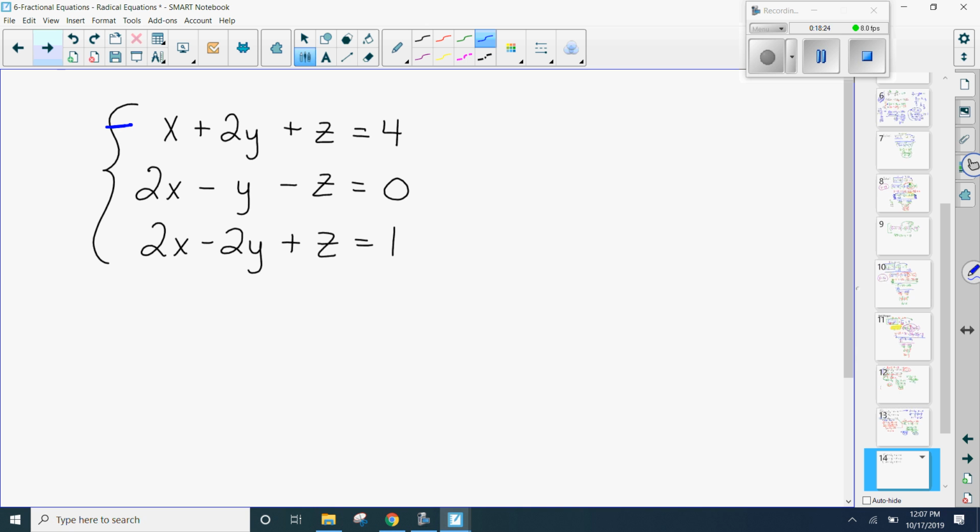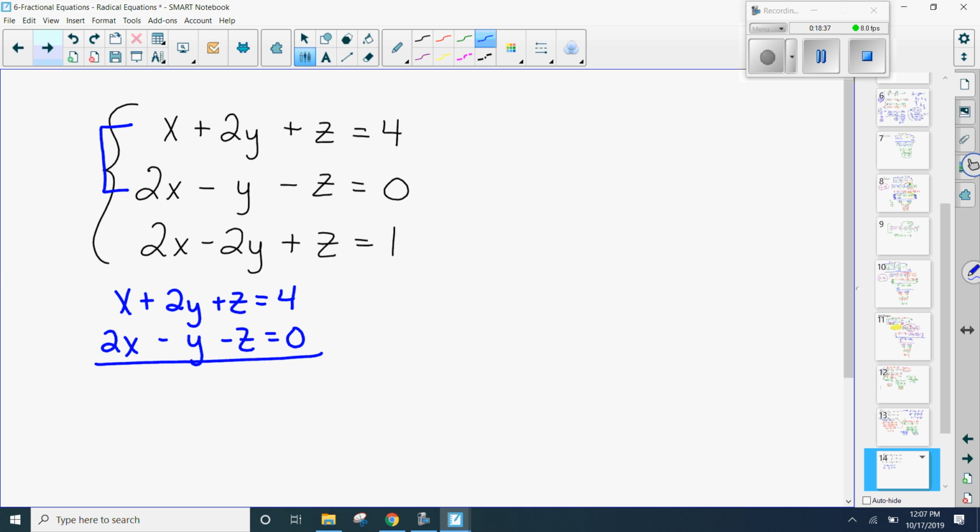So I'm going to pick these top two equations, x plus 2y plus z equals 4, and the next equation is 2x minus y minus z equals 0. If I combine those two equations together, what do you get? 3x plus y equals 4. Okay, you're going to go, well, that didn't really help me at all. I still got x's and y's.